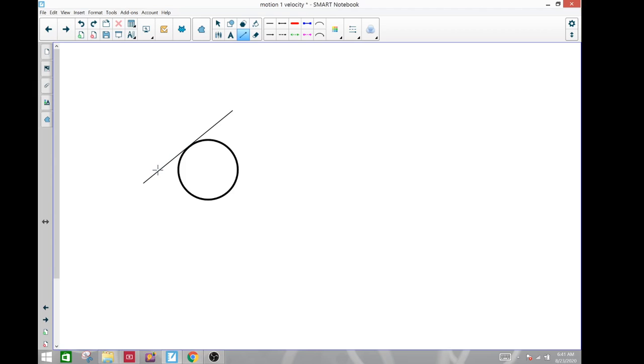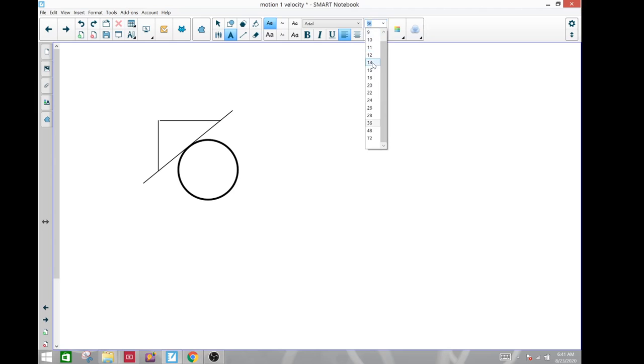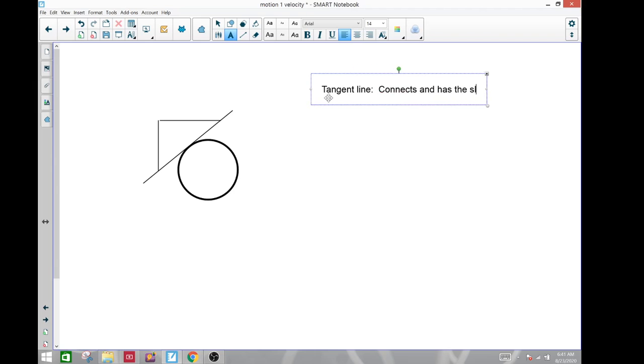So now I can do the rise and the run of this entire line, and it gives me the total slope at that very point. We call this a tangent line. So you might see something like that, tangent line. Tangent means it connects and has the slope of a single point.